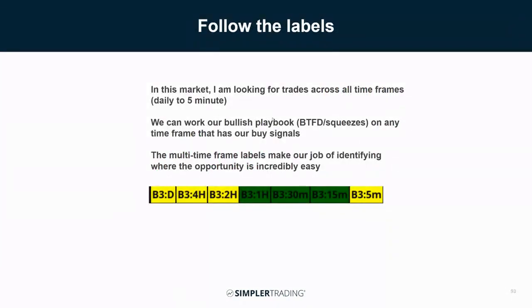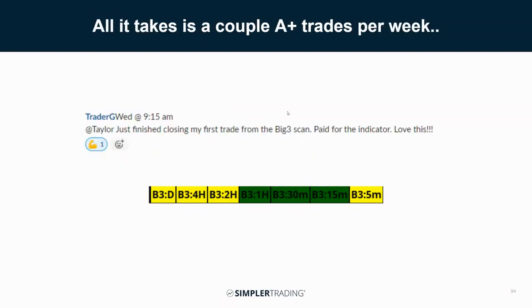All right. And then all we're trying to do is just follow these labels. Right? So as I continue to mention, we're in a market where I think we're looking for these trades across all time frames. Daily chart to a 5-minute. We can work that bullish playbook, right? Buy the dip, trade the squeezes on any time frame, as long as that signal is active. With the labels here, now our job of identifying where we can take these trades, heck of a lot easier.